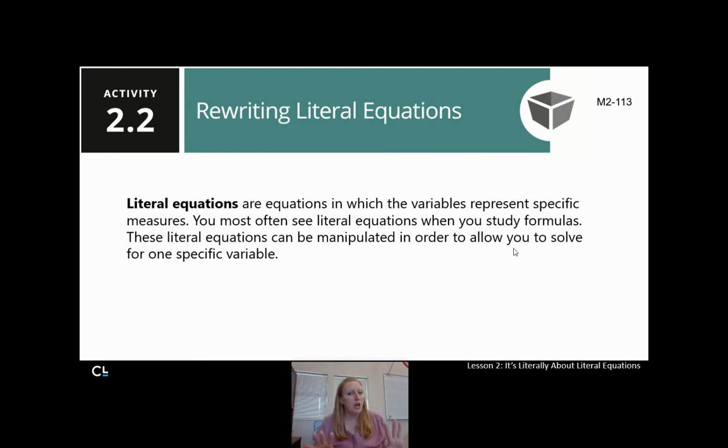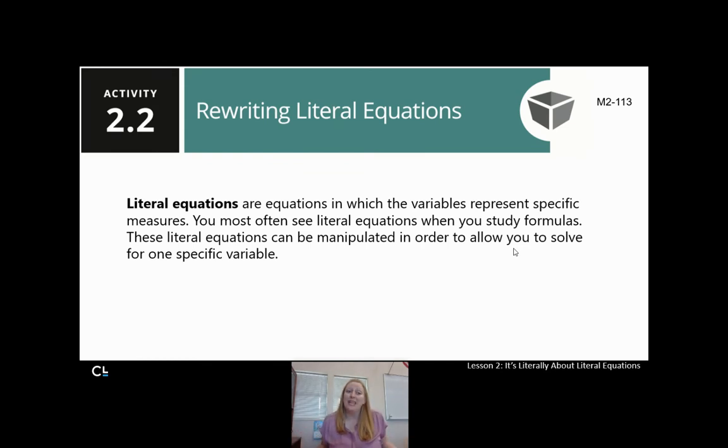You most often see literal equations when you study formulas. These literal equations can then be manipulated in order to allow you to solve for a specific variable, okay? Like, you know how to find the area of a rectangle, length times width, right? Base times height. You know that. That's a literal equation. My length and my width represent some measurement in the real world.